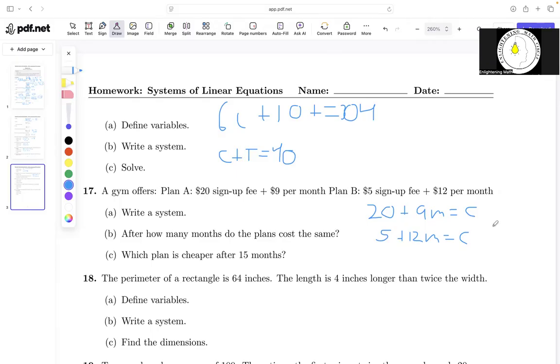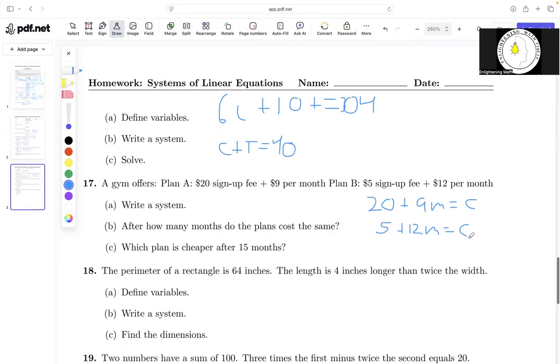Okay, so basically how we would solve this system is we have C on both sides, so we can set these two equations equal to each other. So 20 plus 9M is equal to 5 plus 12M. And from there, we just solve it out, do all the math, and we get M is equal to 5. So it would be after 5 months. And then which plan is cheaper after 5 months? After 15 months, we know that it is this plan as you are saving $3 per month. And at that point, you just saved a total of $45 and you only invested 15 more dollars.